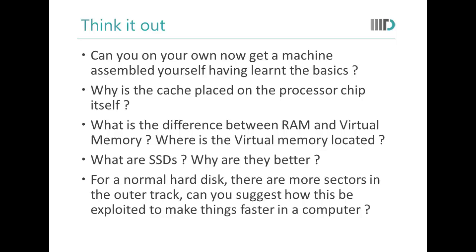What is the difference between the RAM and the virtual memory? As the name indicates, the virtual memory is virtual and isn't a physical device present in the box of the computer. What are SSDs and why are they better? Now another question to think out is, for a normal hard disk, there are more sectors in the outer track. Can you suggest how this can be exploited to make things faster in a computer?